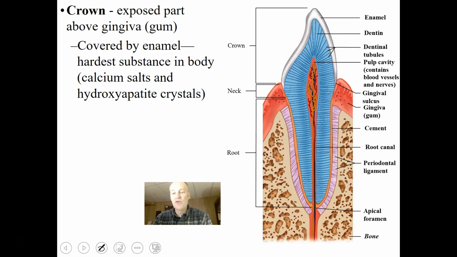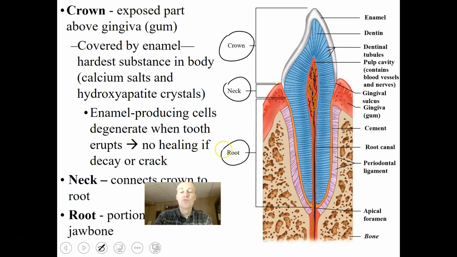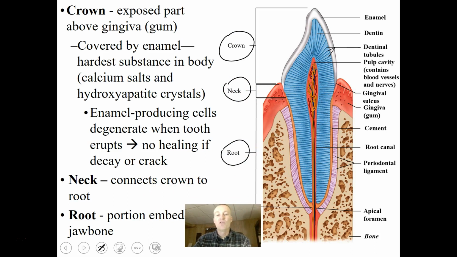I love this picture. It shows how the tooth is anchored into the bones of the maxilla and mandible. So you can see that there are certain parts of the tooth. We have the crown, the neck, and the root. Each part has its own little job that it performs. The crown is the exposed part, and it's covered by a very, very tough material called enamel.